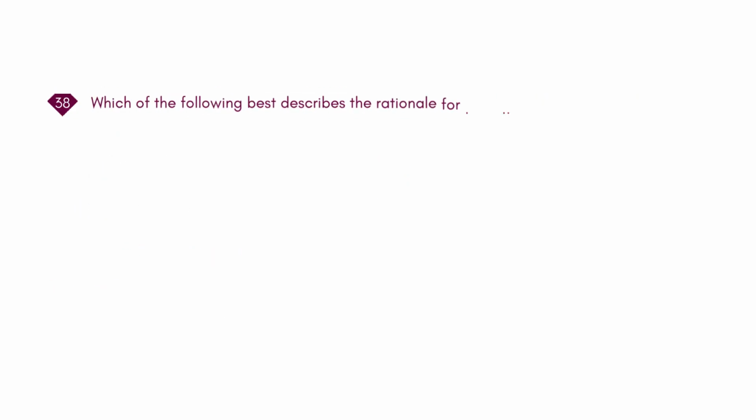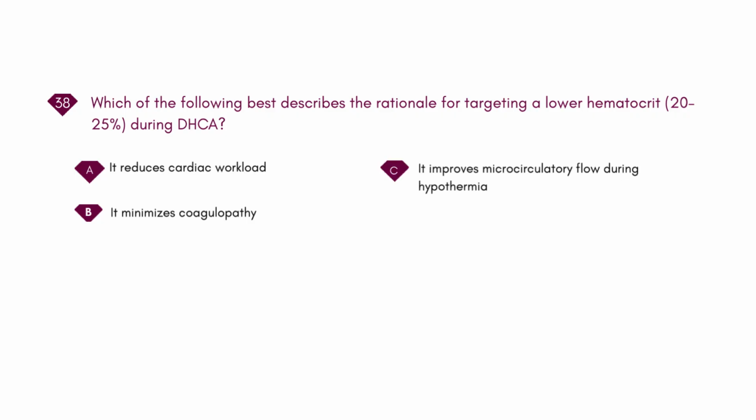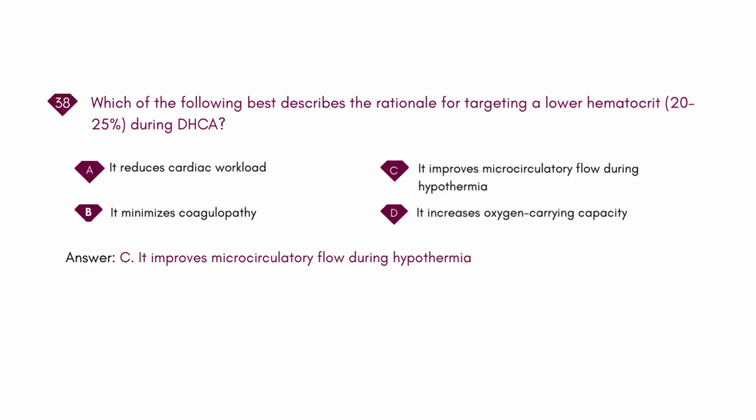Which of the following best describes the rationale for targeting a lower hematocrit, 20 to 25%, during DHCA? A. It reduces cardiac workload. B. It minimizes coagulopathy. C. It improves microcirculatory flow during hypothermia. D. It increases oxygen carrying capacity. Answer: C. It improves microcirculatory flow during hypothermia.